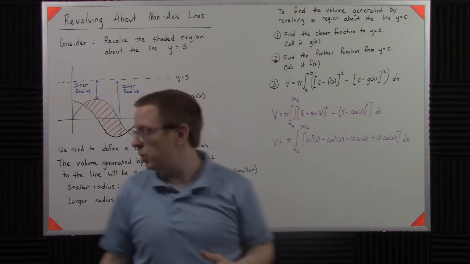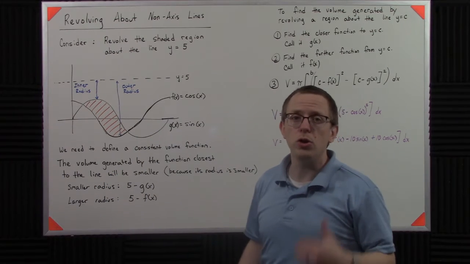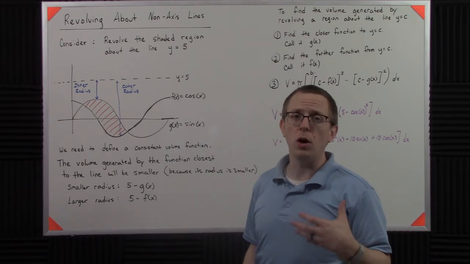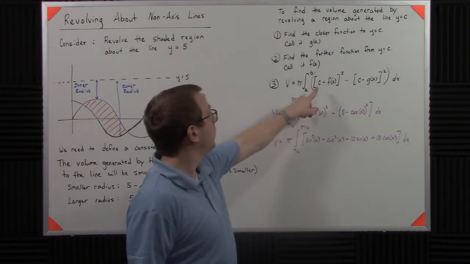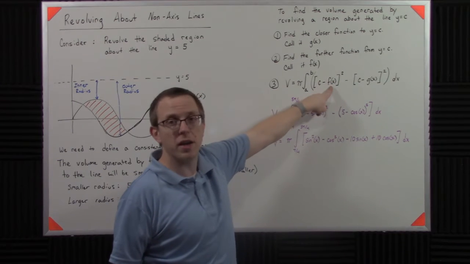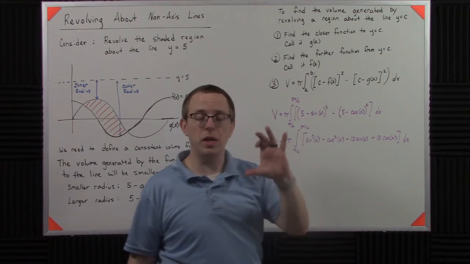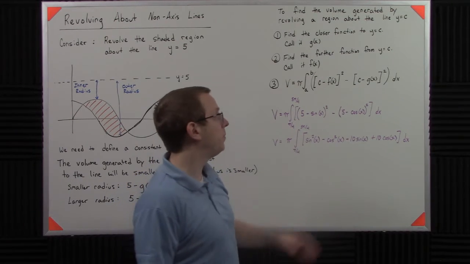Then what you do is you use this sort of definition. You use the distance that those functions are away from the revolving line. C minus f of x. That's the distance you are from c. C minus g of x. That's that radius from c.